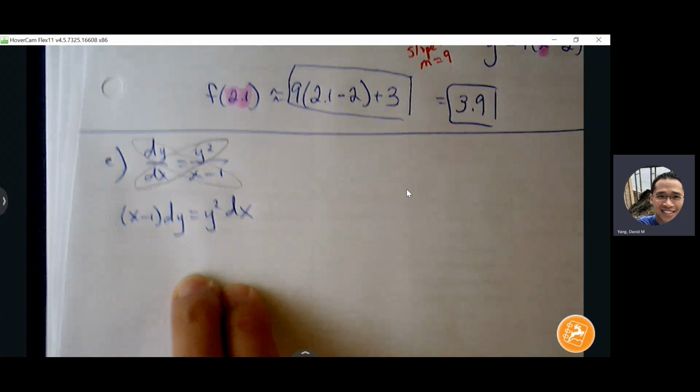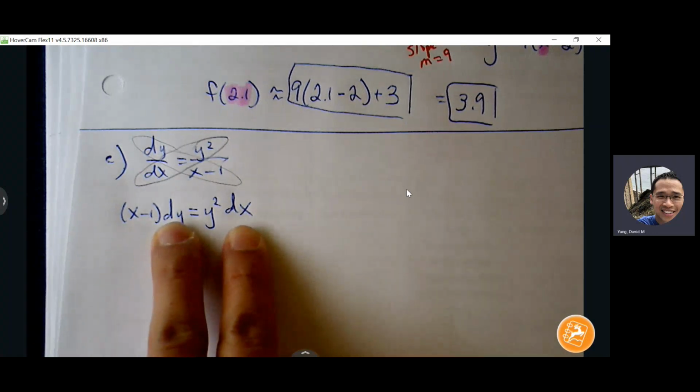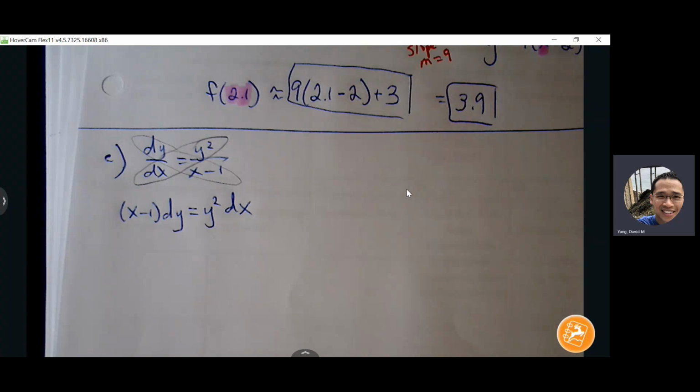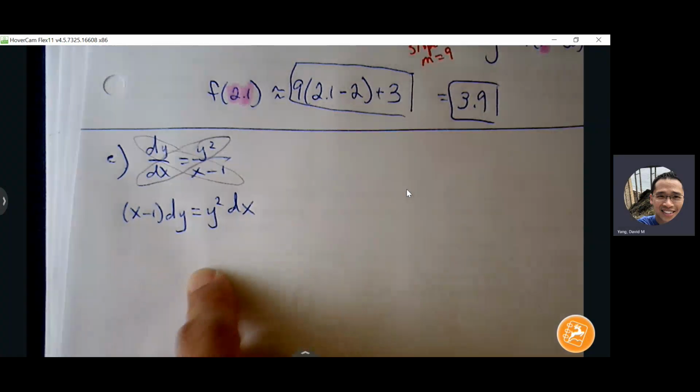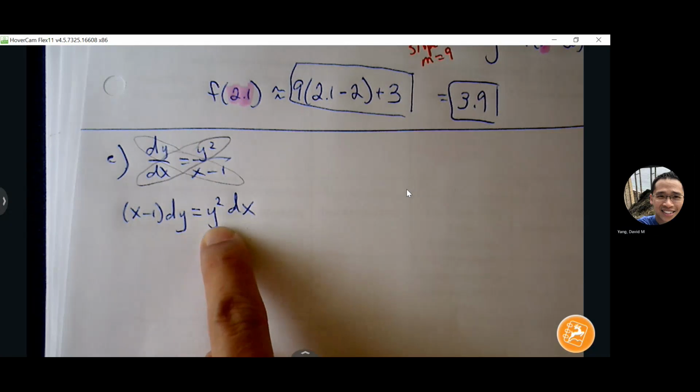Right? What do you see out of place? The dy dx are good to go. Those are set. But do we have full separation yet? Not yet, right? The y squared has to move where?